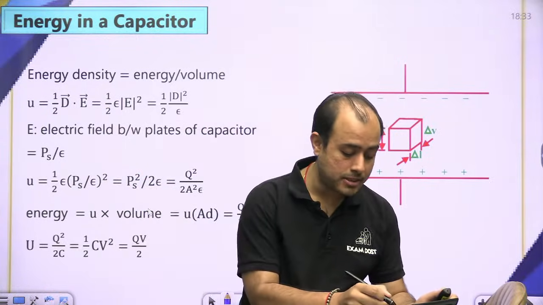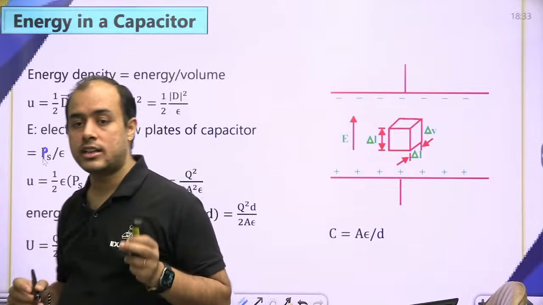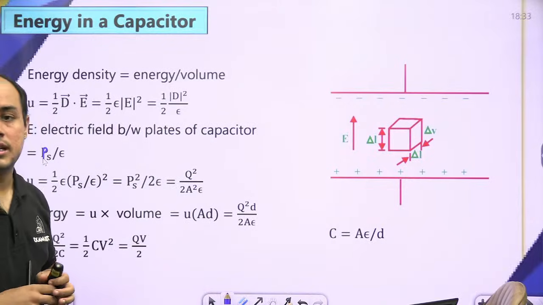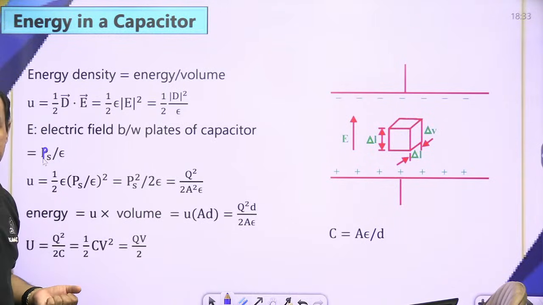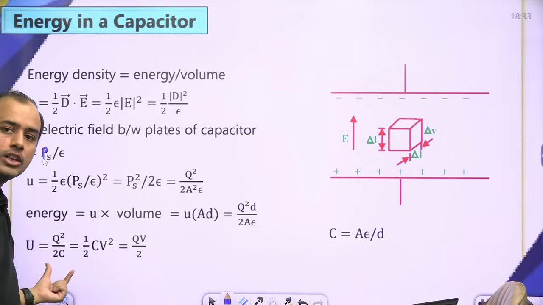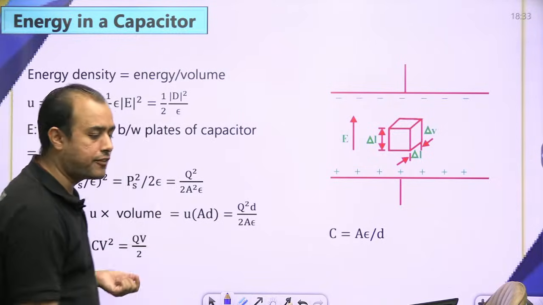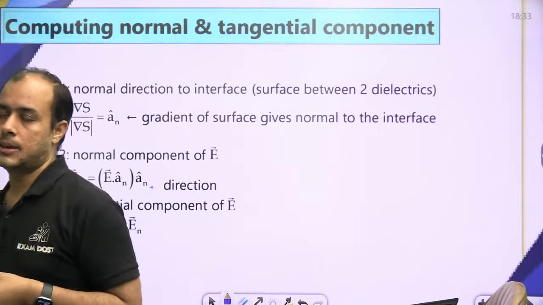Why rho s by epsilon? Because there are two plates. Each plate contributes rho s by 2 epsilon from positive to negative. So total is rho s by epsilon. So the energy comes out as half CV squared, Q squared by 2C, and half QV. ये आप सभी लोग जानते हो, है ना, एनर्जी का फॉर्मूला.